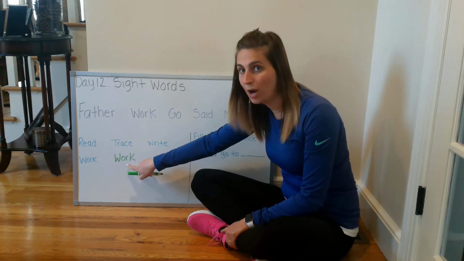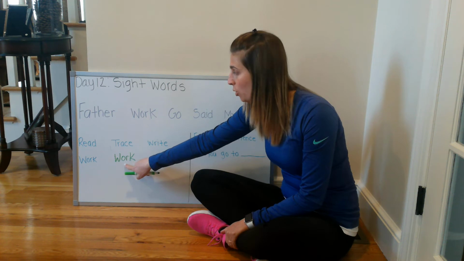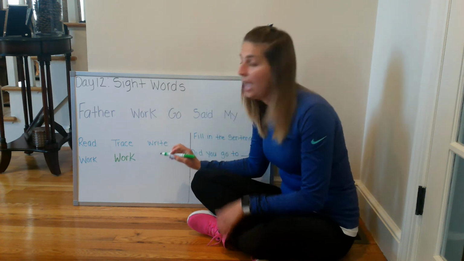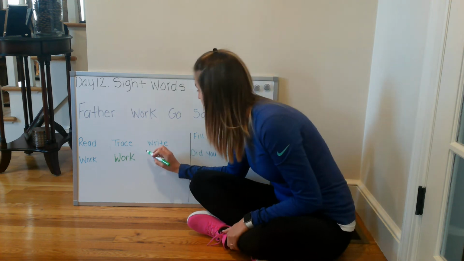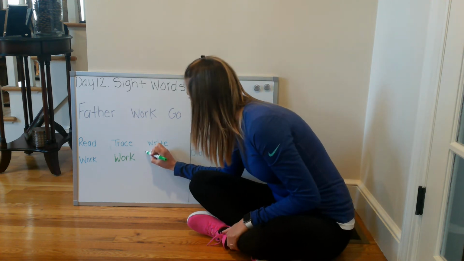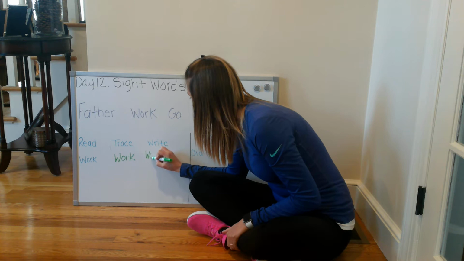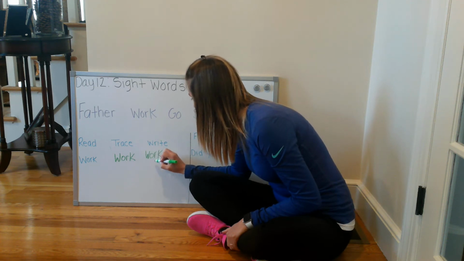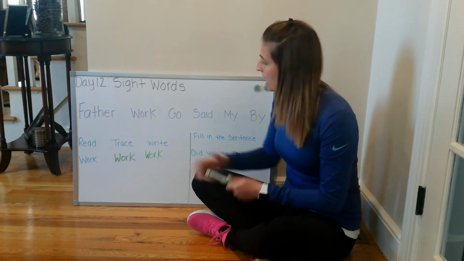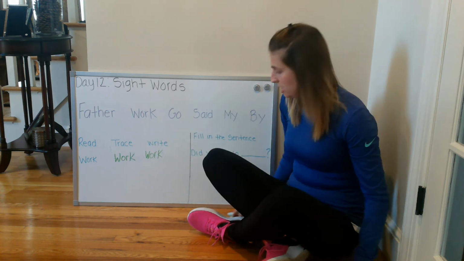Now, the next and last category is write. So I'm going to write by myself the sight word work right here. And as I write out the sight word, I'm going to say each letter as I write it. So work. W, O, R, K. Work. That's going to be part 1 of your worksheet.